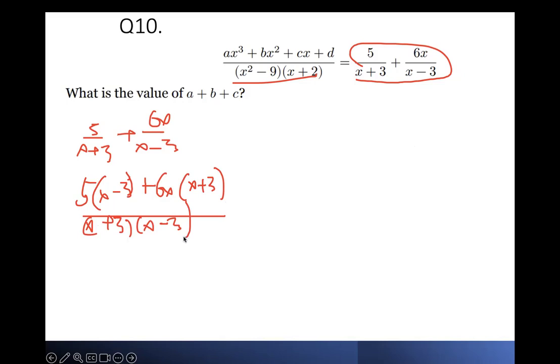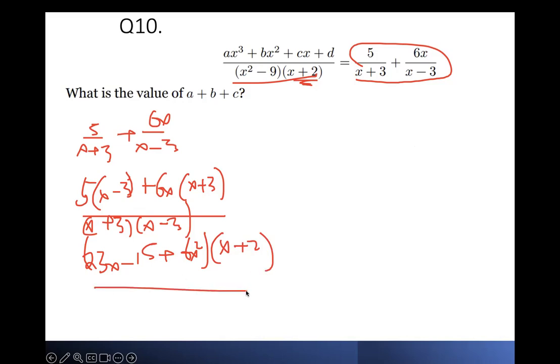If you open the bracket, you'll be left with 23x minus 15 plus 6x squared. This has to be multiplied by x plus 2 in order for the denominator to be cleared. So this is the equation you have now. You have to turn this into that. It's a long equation, but when you simplify, you have to multiply 23 times x, 23 times 2, 15 times x, 15 times 2. You will simplify it and it will turn into a different equation for you.